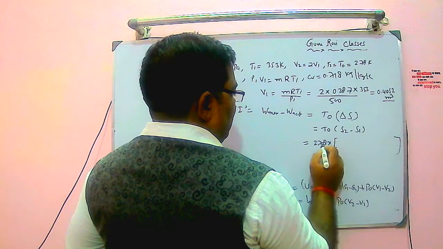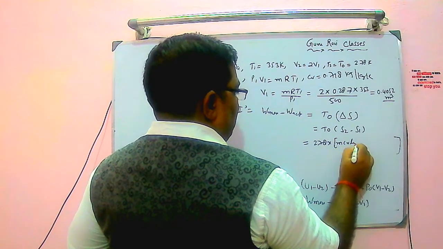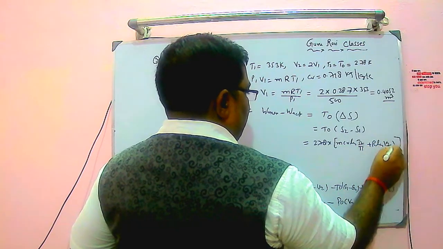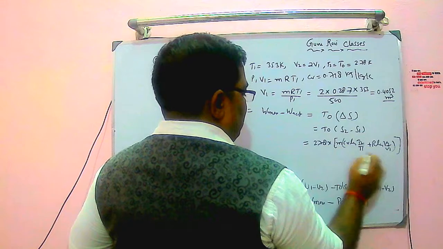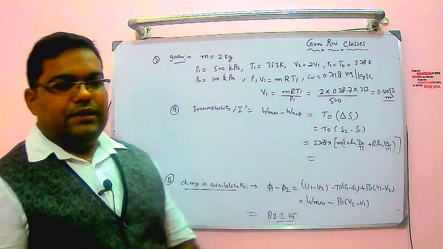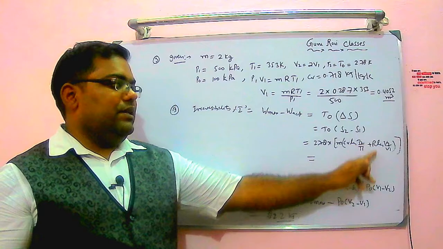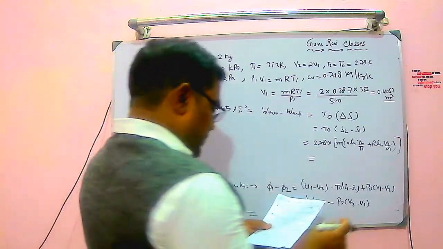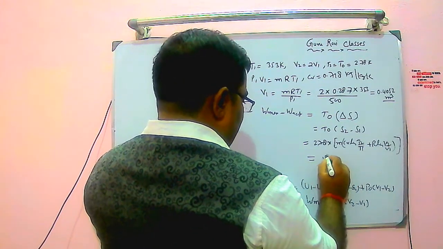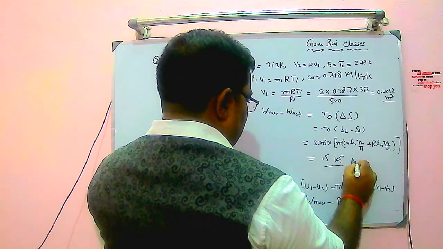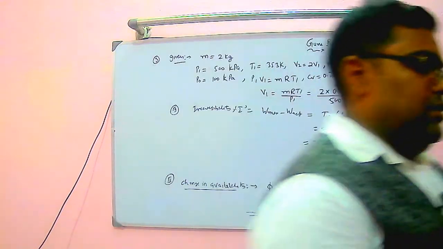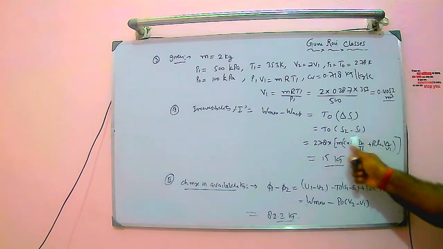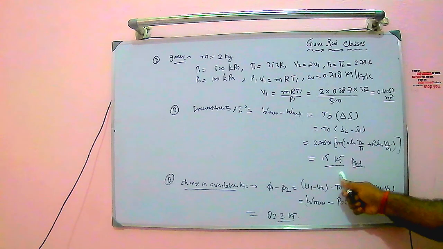If you have not calculated it, then write m Cv ln of T2 by T1, or ln of V2 by V1. Just substitute the values and you can get the irreversibility. That is, mass Cv ln of T2 by T1 or ln of V2 by V1, times 278. The irreversibility value comes to around 15 kilojoule. So this is the final answer of this problem. T naught into delta S is here, so substitute the values and you get the final answer, the irreversibility.